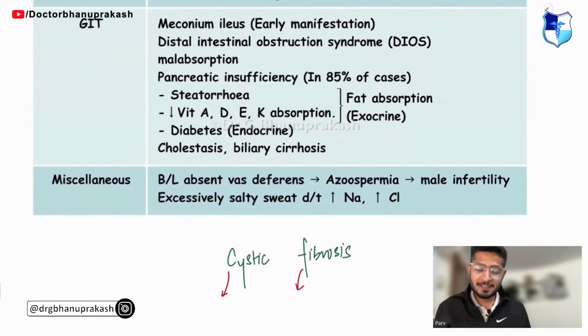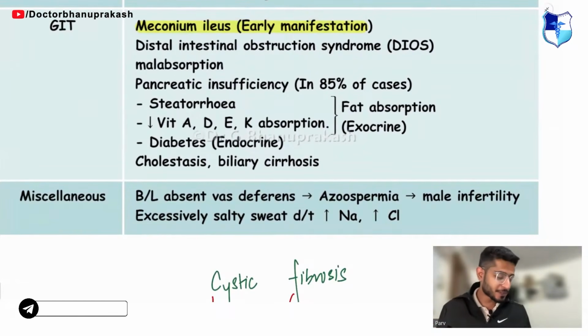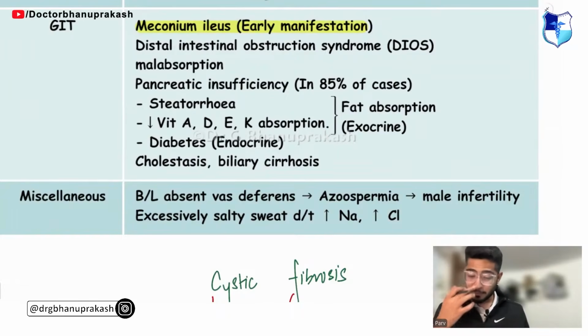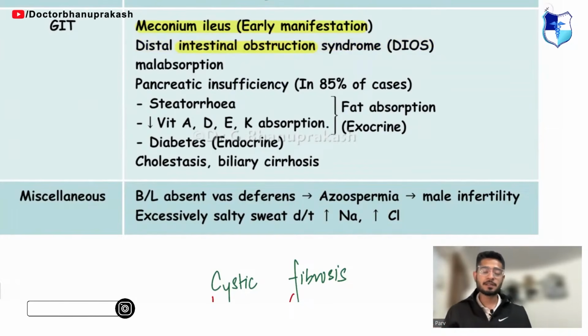What about GIT? GIT is going to have meconium ileus. It's the early manifestation. That's going to be meconium ileus. And distal intestinal obstruction. So intestinal obstruction is also going to be there. Okay, meconium ileus, intestinal obstruction.